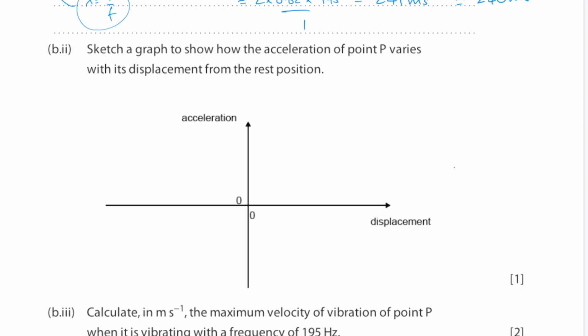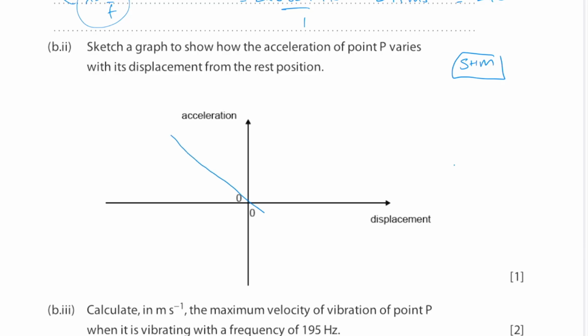B2. Sketch a graph to show how the acceleration of point P varies with its displacement from rest position. This is SHM. This is a key graph from SHM, and if you had any sense when you were looking at the SHM tutorial, you would have a common graphs section in your revision notes. And that common graph section would show you that acceleration is proportional to displacement. No, but not that way, is it? Because it's proportional to the negative value of displacement. So we're going to draw it like this. That shows that acceleration is proportional to negative displacement.